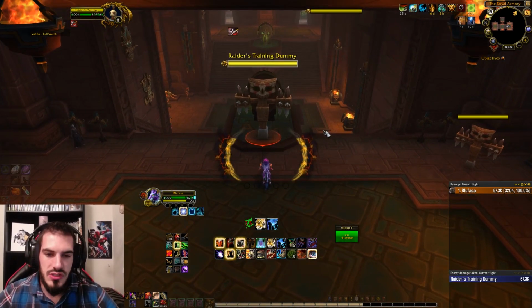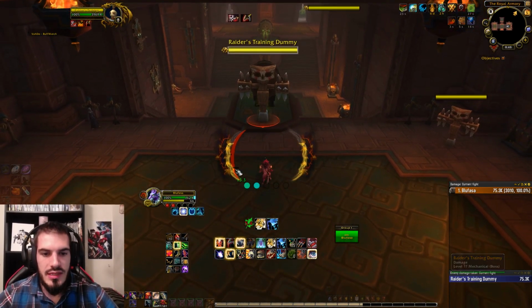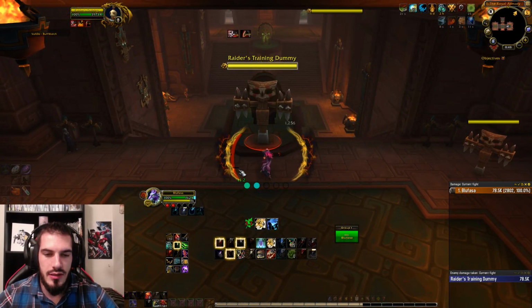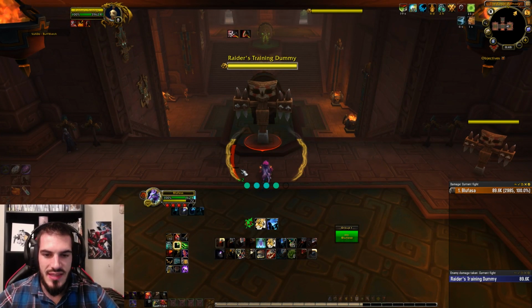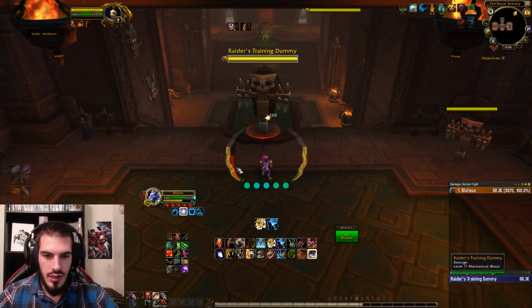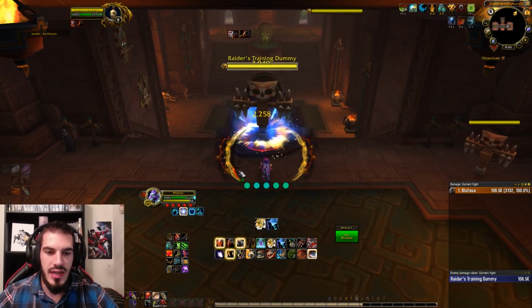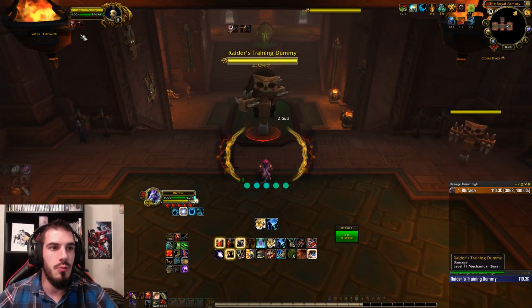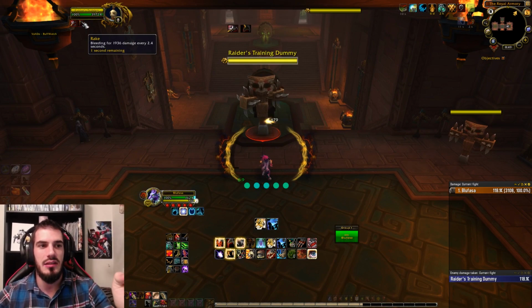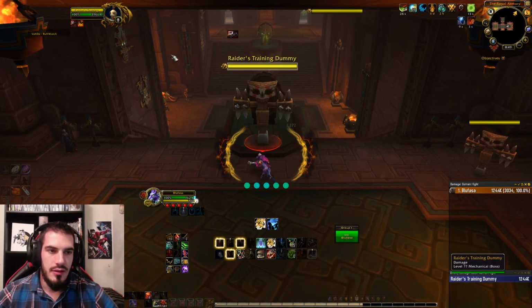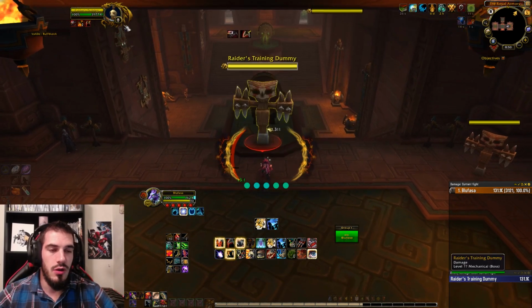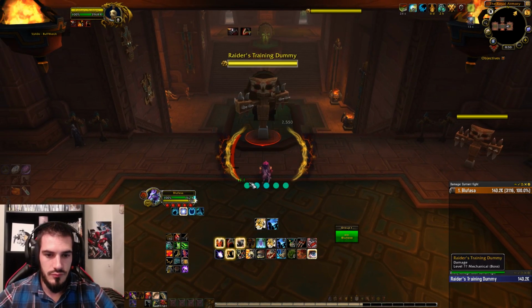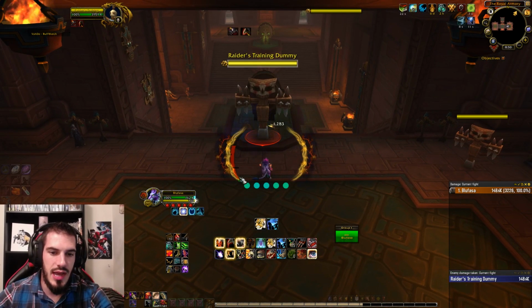You will also see these lines. I have a line on my Rake. Well, what is that? That's the pandemic value. So I get a benefit if I refresh it. If I wait till the last second and then I reapply it, it's gonna last for 15 seconds, right? Oh, it says right here. So this is my time, right?